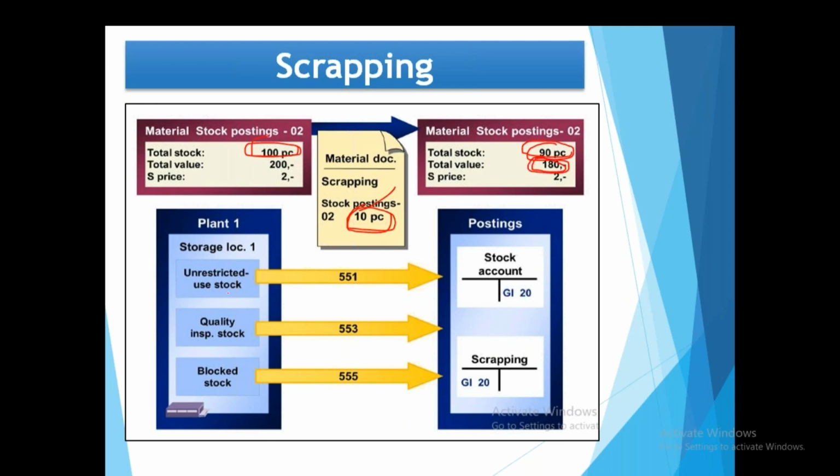So here these are the movement types. If you do the scrapping from the unrestricted use stock, the movement type will be 551. If you do it from quality inspection stock, it is 553. If you do it from blocked stock, it will be 555. Now we will see this in the system. So we will do the scrapping.